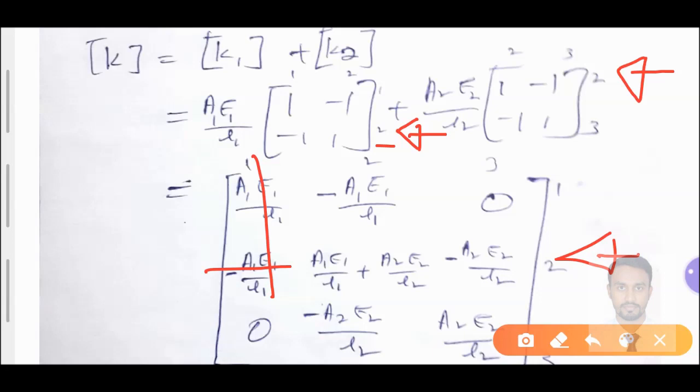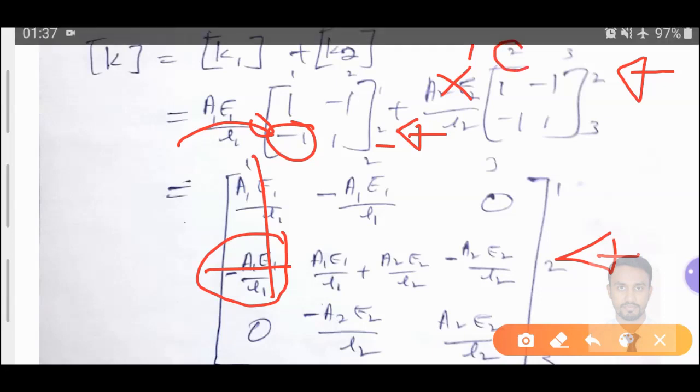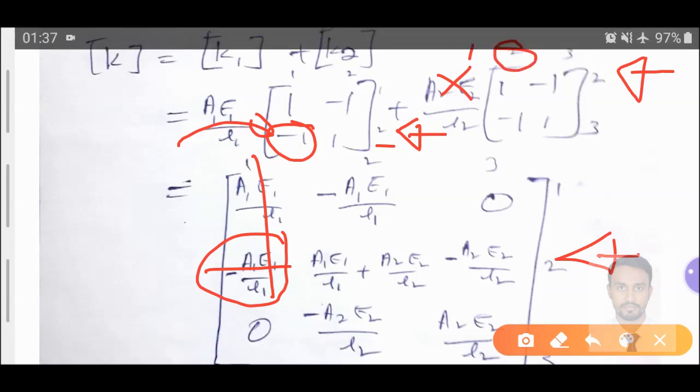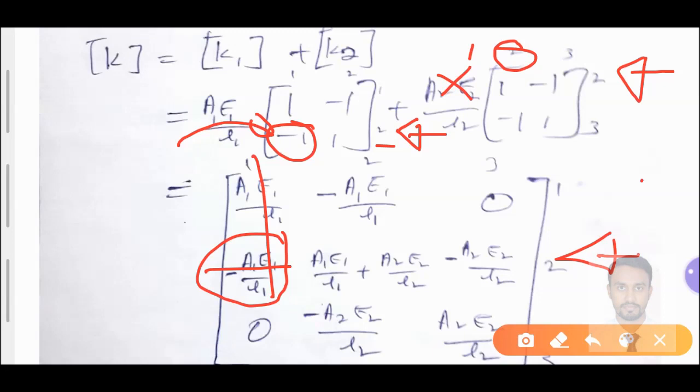See here, second row column number 1 is this, right? So minus 1, we have this value equals to minus 1. When we multiply this value inside, we'll have a minus a1 e1 divided by l1, right? Similarly, second row second column, first column, is there any first column anywhere here? No, we don't have any first column. It will start from 2, so that means there is no value, plus 0, right?